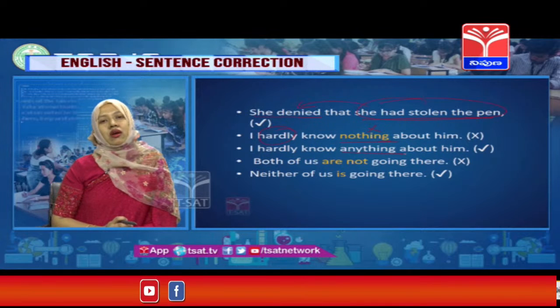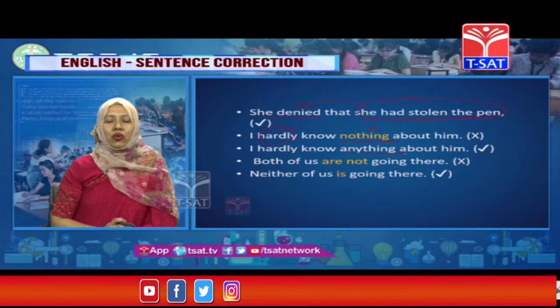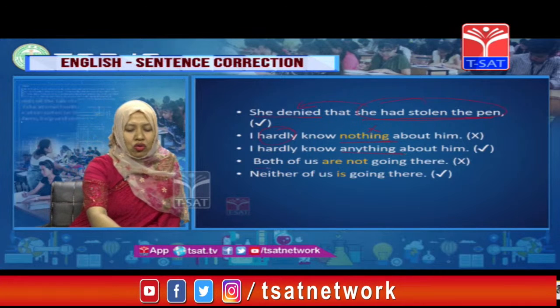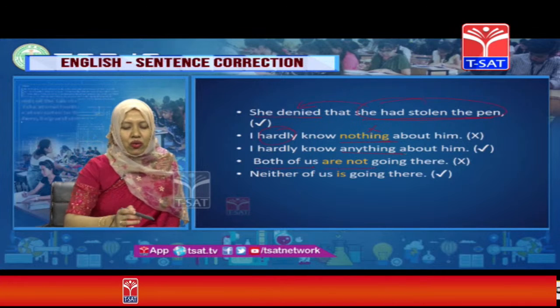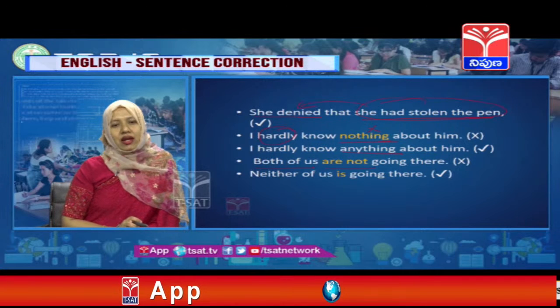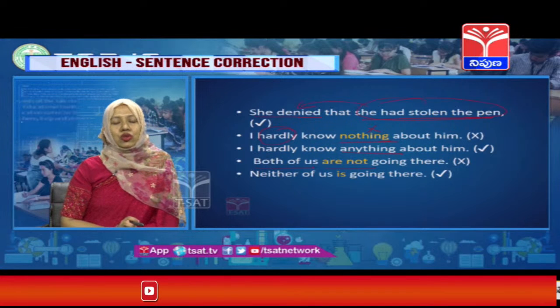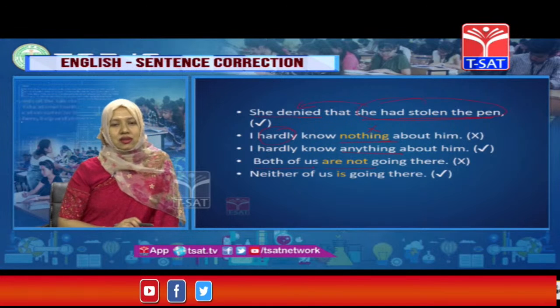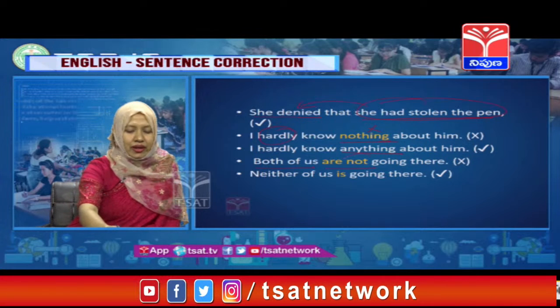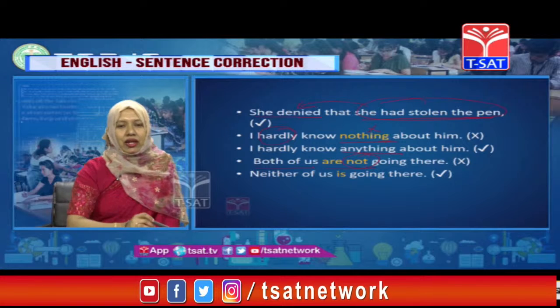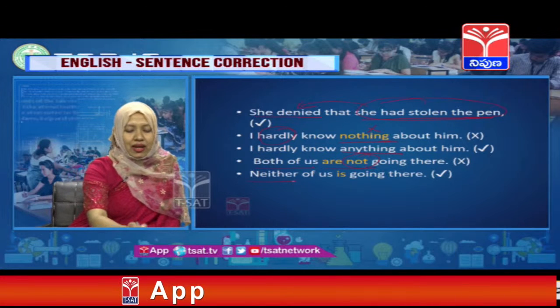Now, both of us are not going there. In this example, again, this is a wrong usage. When you use both, you should use a positive sentence. You should never use negative, not. When you are talking about something negative, you should use neither.